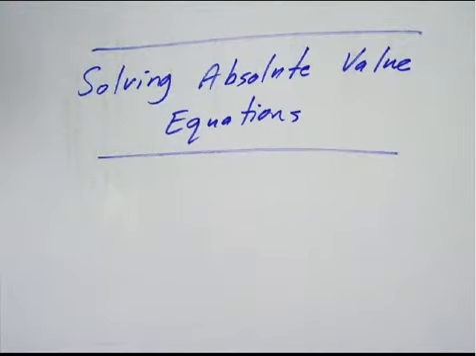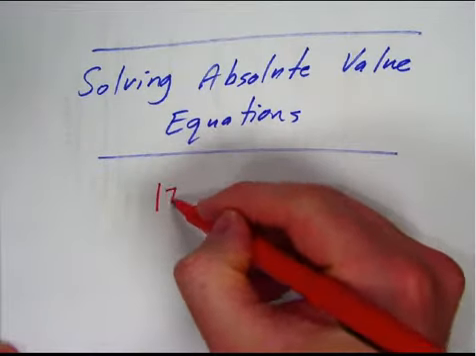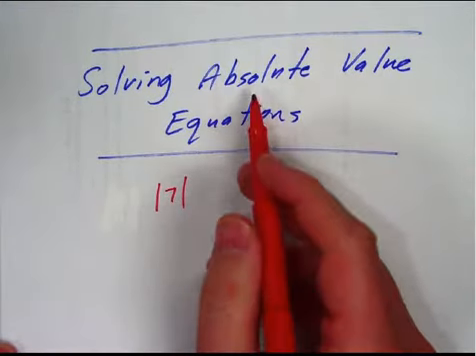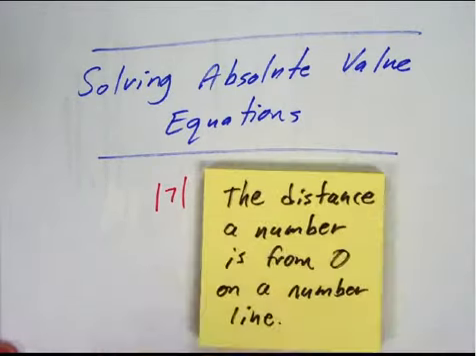In this video, I'm going to introduce the concept of solving absolute value equations. The idea behind this is you need to first of all understand the definition of absolute value. So if I have the absolute value of some number like 7, I know that absolute value is defined mathematically as the distance a number is from 0 on a number line. How far away is 7 from 0?